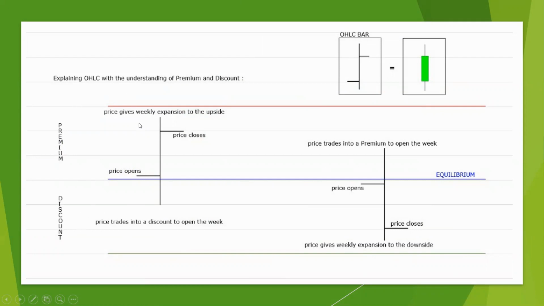Now, when we're understanding how price moves from premium to a discount, discount to a premium, we have to understand how the weekly candle works. And this is not even just the weekly candle. This is the monthly, the daily, even all the way down to the 1 minute. So we understand that if we want a bullish week, we want to see price open, trade down, expand to the upside, and then close. That's what this right here is showing us. So we see price open here, trade down through equilibrium into a discount.